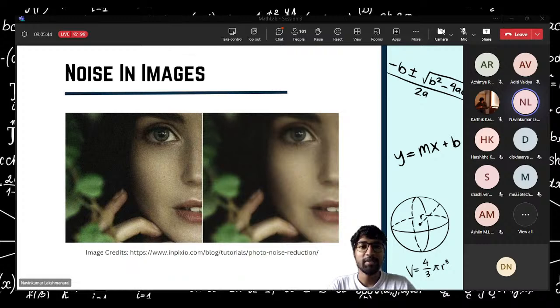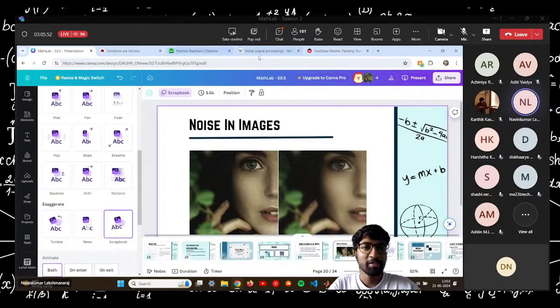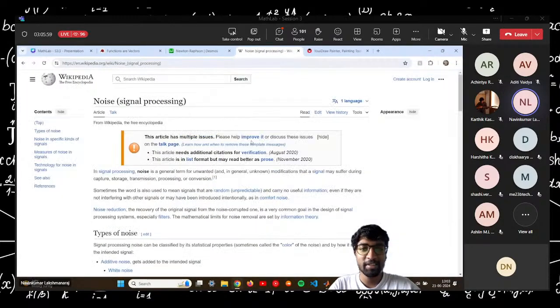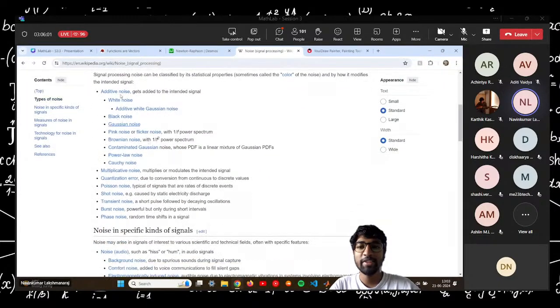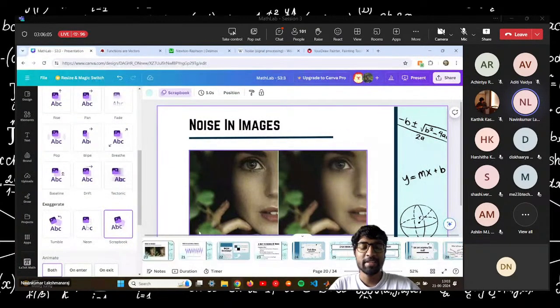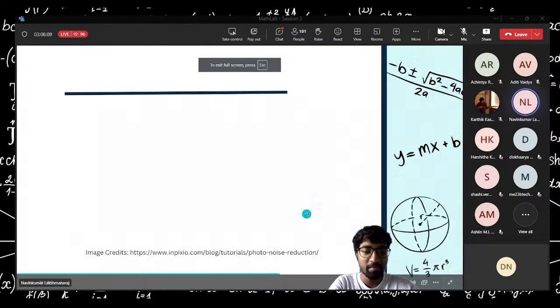So I hope that it's clear to you that in most cases, the noise that you find is high frequency. And it's also true that there are different kinds of noise, and the kind of noise that you get depends on the physical source. There's a very good Wikipedia article explaining various kinds of noise, but the noise that I've shown here in these two examples is of high frequency. So I hope that's clear.